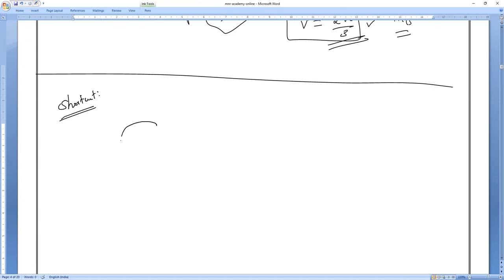Let me take a ball which is rotating with an initial velocity. What is the initial velocity? V naught. Understand everybody? Let me take the point of contact as A here. And what is the friction of the surface? Mu. Clear everyone?